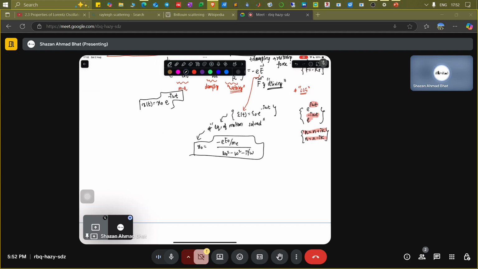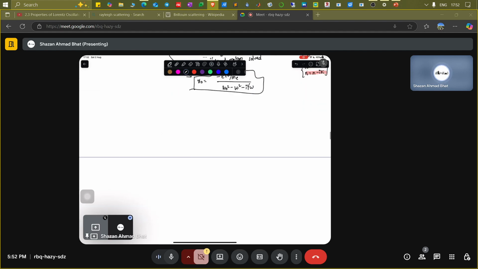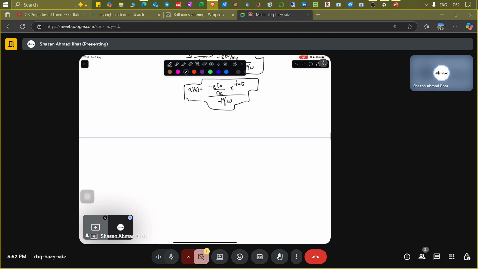So this is basically the solution you consider, and this is the x naught you obtain. Now you put it back, you get x of t to be equivalent to minus e naught over m of e to the power minus i omega t over minus i gamma omega. So this is the displacement of the electron you get.